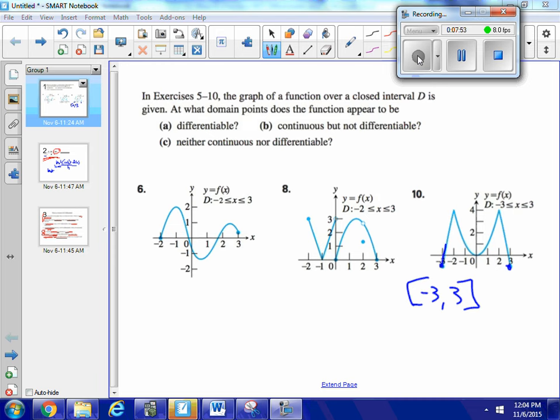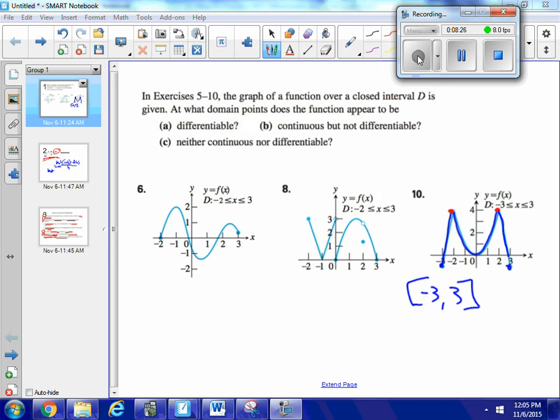And then it looks like it's differentiable all along here. This is a nice curve, parabola shape kind of thing. And then over here at +2, that was -2, +2, it's not differentiable. And then because I got another cusp, and then it is differentiable all the way to 3.